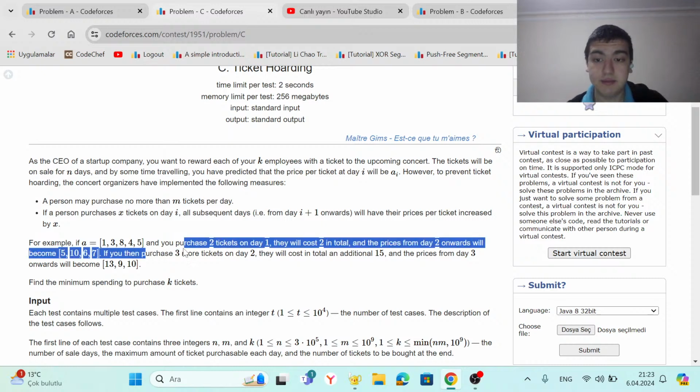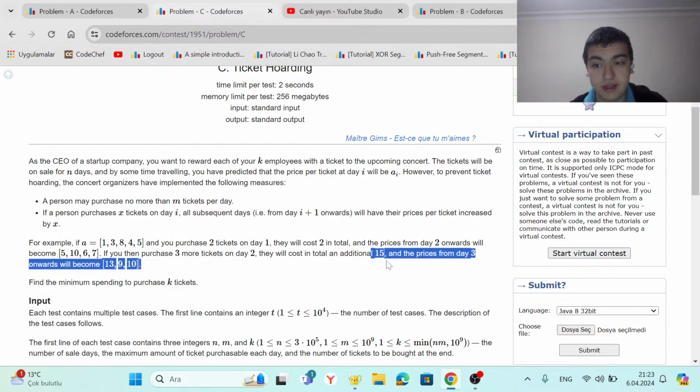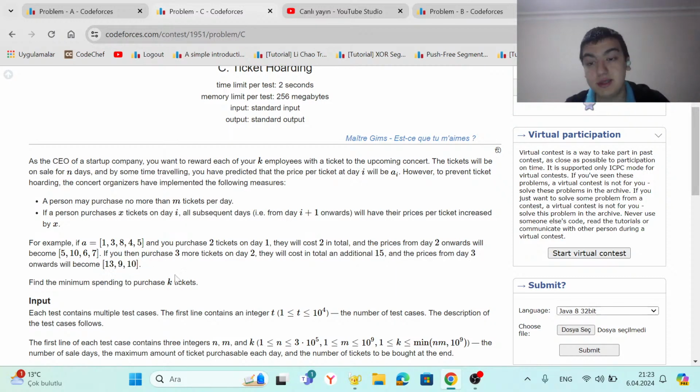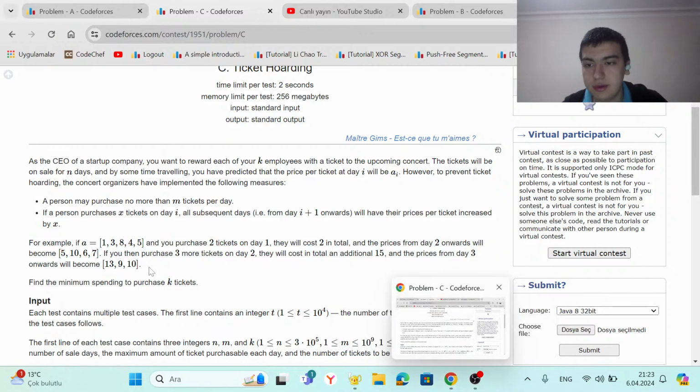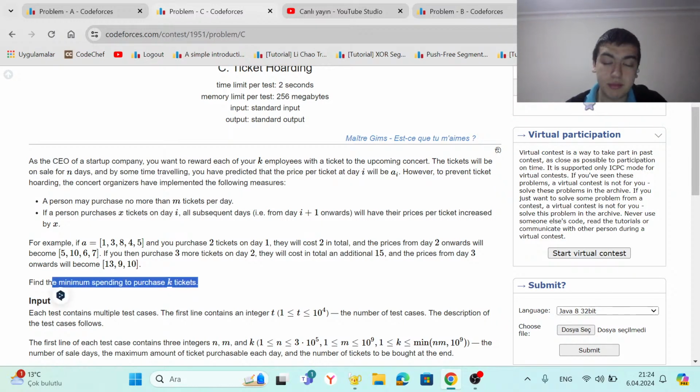And it says if you purchase 3 more tickets on day 2, they will cost 15 because 5 multiplied by 3 is equal to 15. And the prices from day 3 to day 5 will be 13, 9, and 10, because 10 plus 3 is equal to 13, 6 plus 3 equals 9, and 7 plus 3 equals 10. We should buy exactly K tickets, and we should spend the minimum amount.